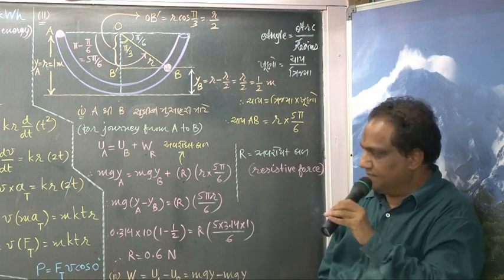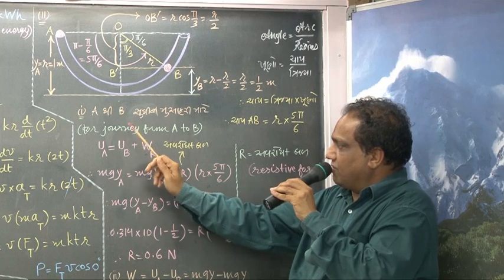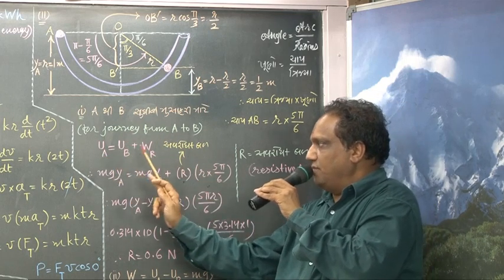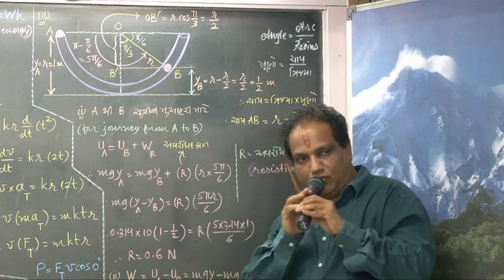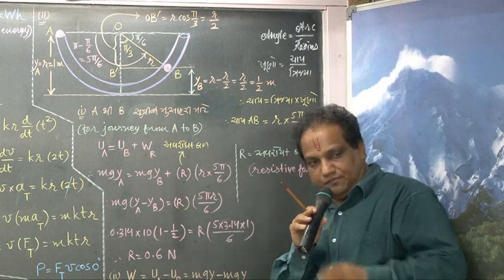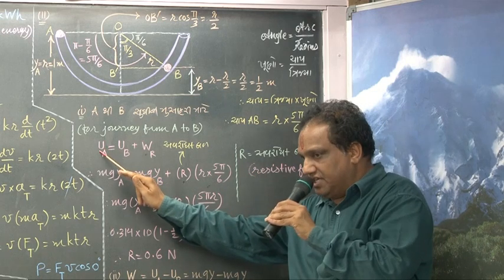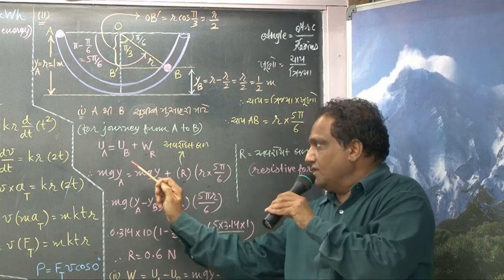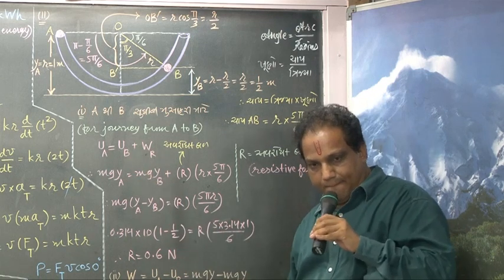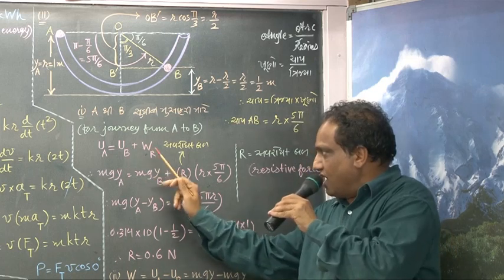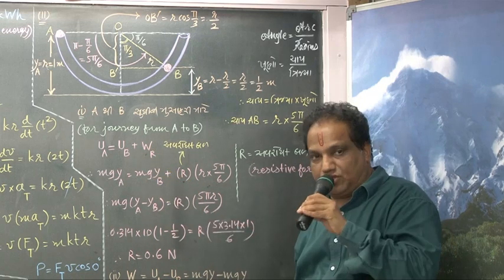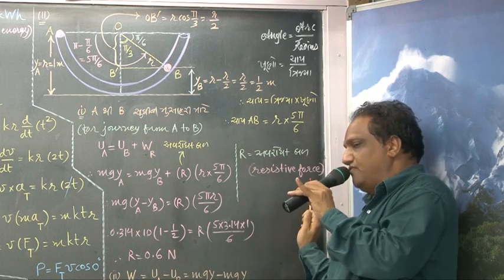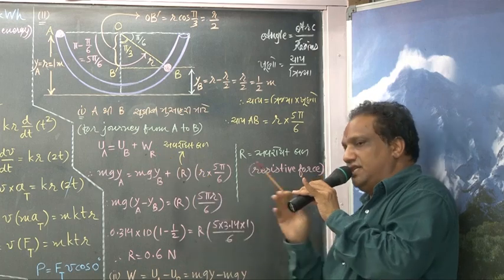Now for the journey of the sphere from A to B, you can write UA equals UB plus WR. How? This is the gravitational potential energy at point A. What is WR? Work done against resistive force. R means resistive force. Work done against resistive force.